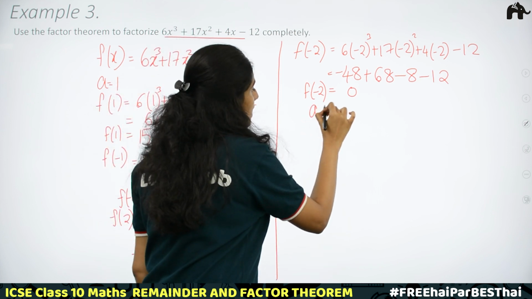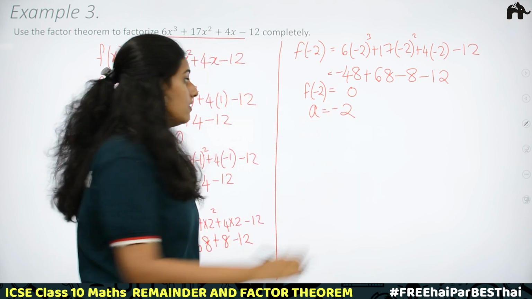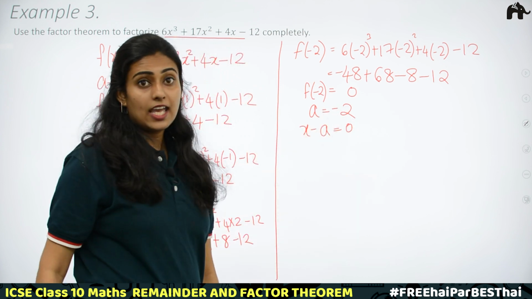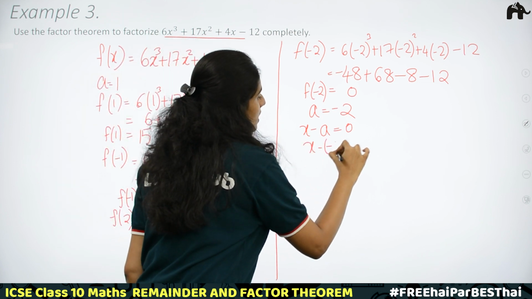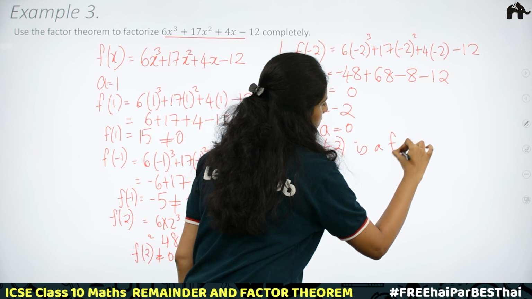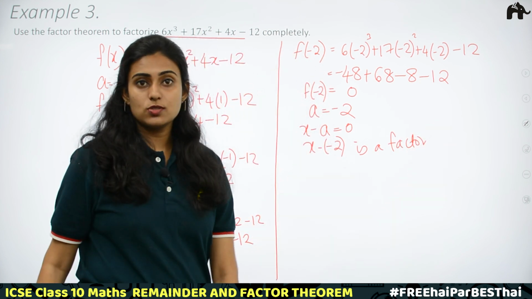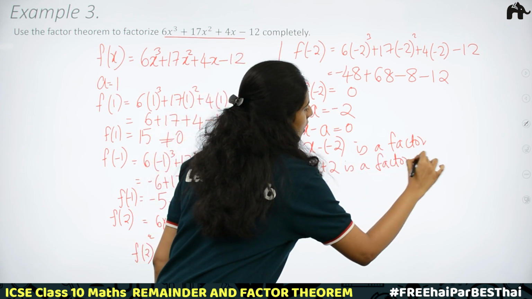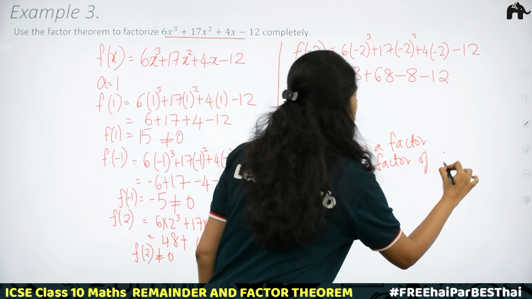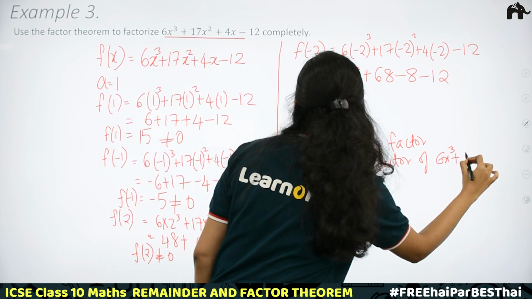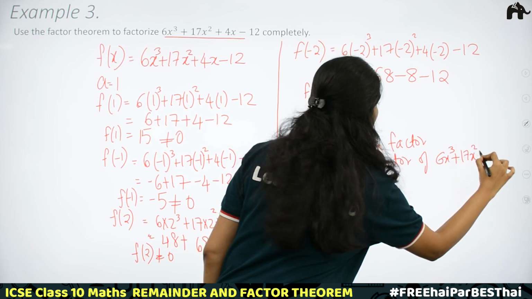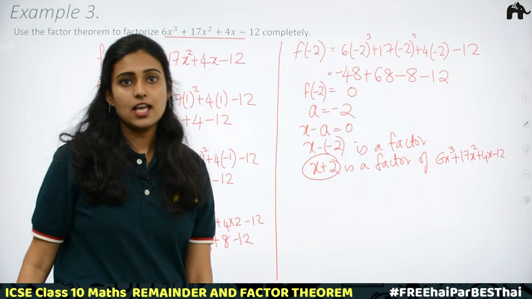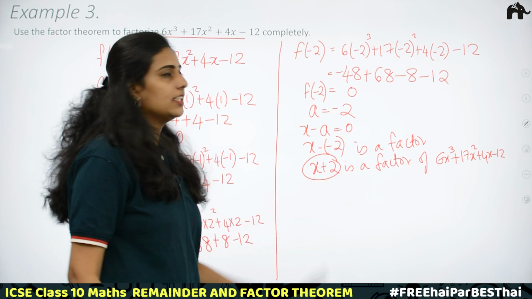That is, the value of a is equal to minus 2 is possible. Which means x minus a is equal to 0. Here we have x minus of minus 2 is a factor. Okay. X minus minus 2 is a factor. That is, x plus 2 is a factor of the expression 6x cube plus 17x square plus 4x minus 12. So we got one factor. Now we can use the long division method to find the other factors.